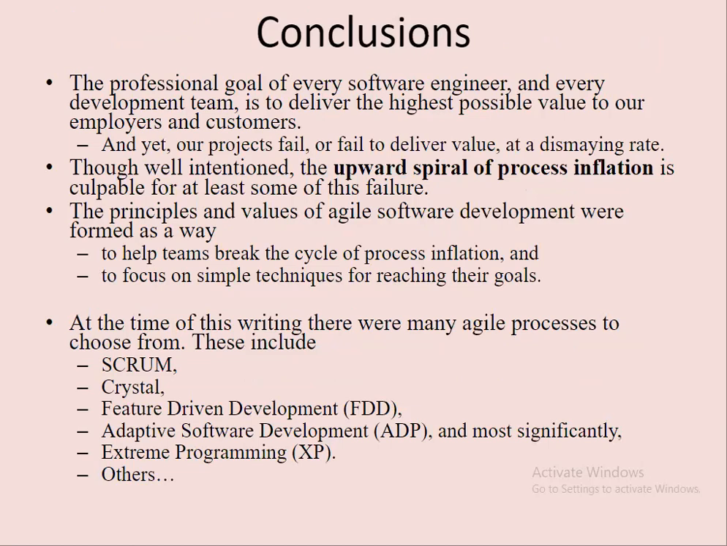Conclusion, right? So the professional goal of every software engineer and every development team is to deliver the highest possible value to employers and the customer, satisfy the customer and the employer, and yet our projects fail to deliver value at a dismaying rate. Though well intentioned, the upward spiral of process inflation is culpable for at least some of this failure. The principles and the values of agile software development were formed as a way to help teams break the cycle of process inflation and to focus on simple techniques for reaching their goals.